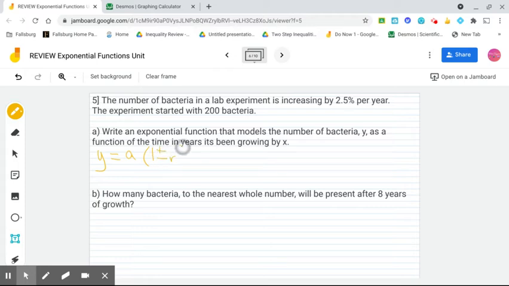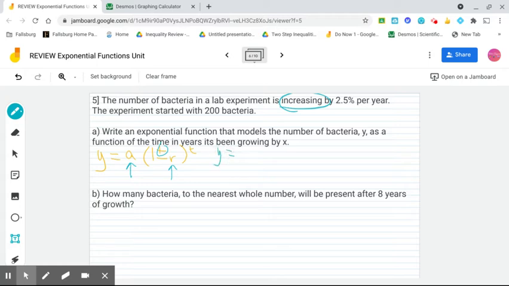plus or minus r to the power of t, or it could be to the power of x, but it just represents time. So we're going to use the plus or minus in there depending on if we're increasing or decreasing. In this case, we are increasing, so we will be using the plus sign. And a, again, is where it starts off, and r is our rate or our percentage as a decimal.